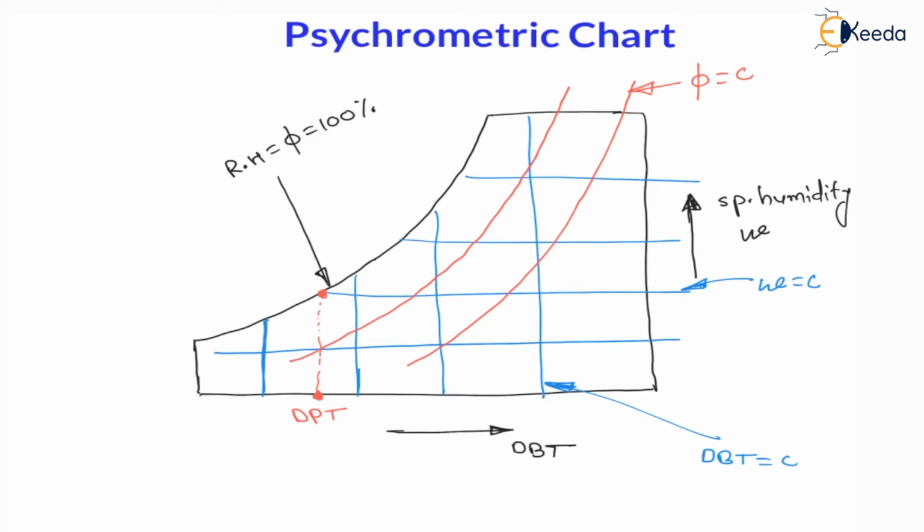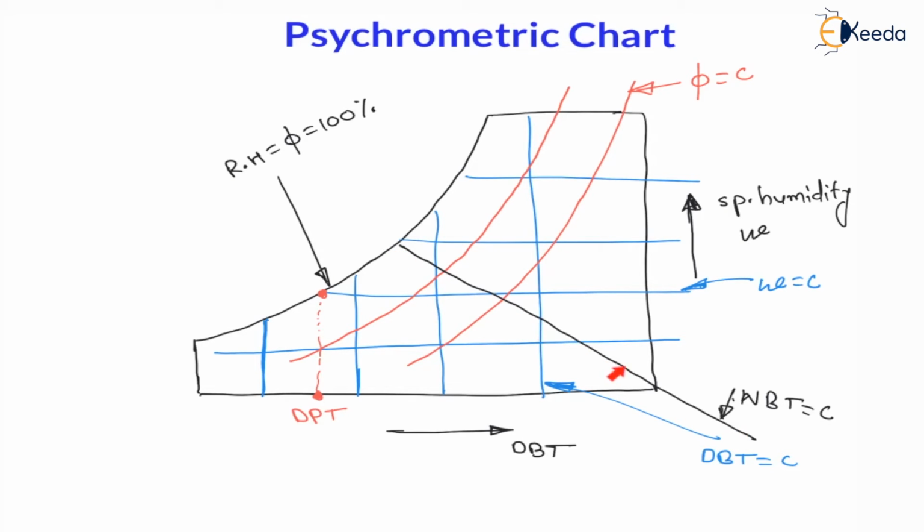Now, wet bulb temperature lines are inclined lines sloping downward to the right. See here, this is an inclined line sloping downward to the right. This is called the wet bulb temperature line. That is, wet bulb temperature on this line is constant. Inclined lines sloping downward to the right are called wet bulb temperature lines.